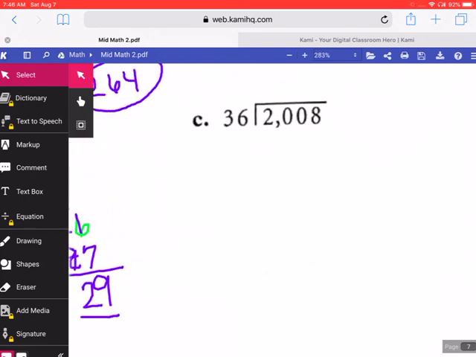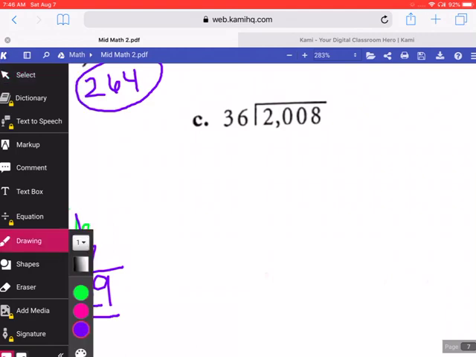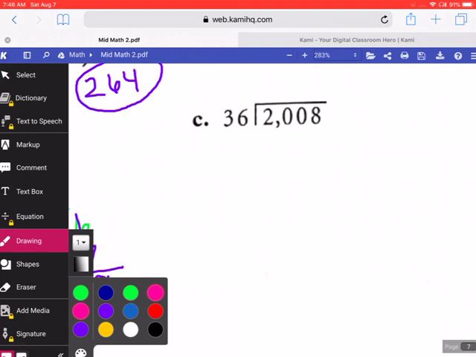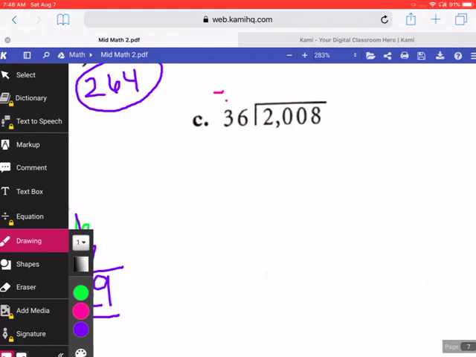Okay, now let's try 36 into 2008. Okay, so we have a 6. So instead of guessing with 3 to see how much it would go into it, we're going to guess with 4. So we're going to say, okay, 4 would go into 20 how many times? Well, 4 will go into 20 5 times. And 36 would have to go into 200. So we're going to put our 5 over our third digit.